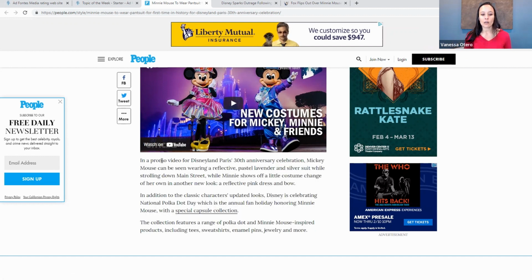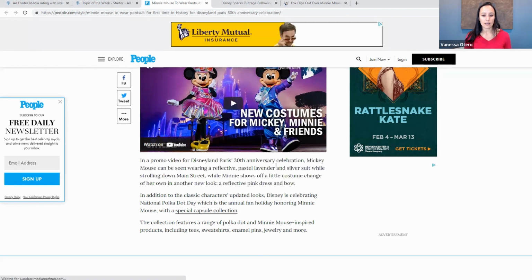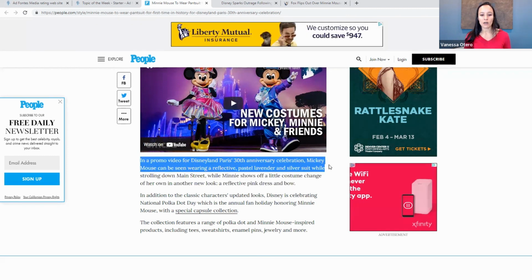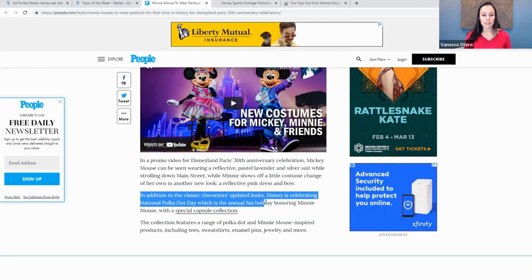So these are all mostly fact statements, like saying that in a promo video, Mickey Mouse can be seen wearing this, and Minnie Mouse can be seen wearing that. Those are perfectly factual statements. Disney is celebrating National Polka Dot Day, right? So notice that we're not making any judgments on the importance of this story necessarily, because what's important to different people really varies a lot.